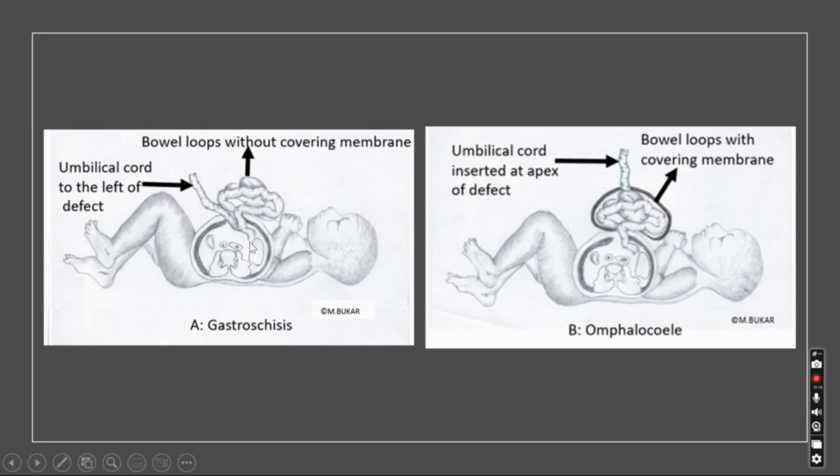Here we can see the main ultrasound differences between gastroschisis and omphalocele. In gastroschisis, the bowel loops do not have a covering membrane, and the umbilical cord is inserted to the left of the defect. While in omphalocele, the bowel loops have a covering membrane, and the umbilical cord is inserted at the apex of the defect.